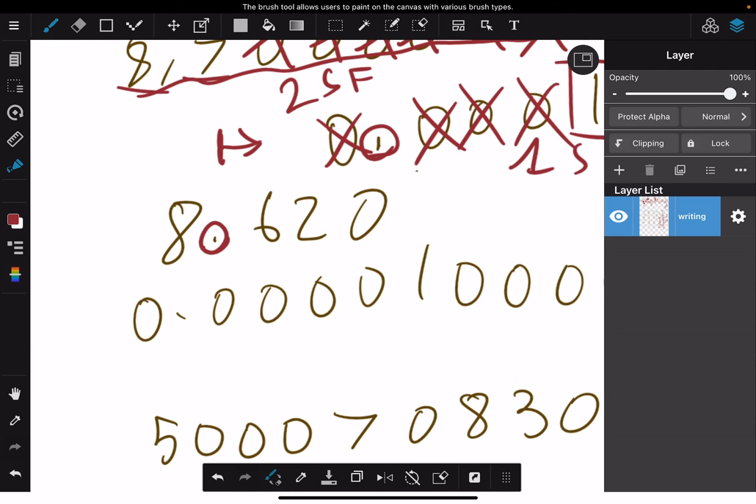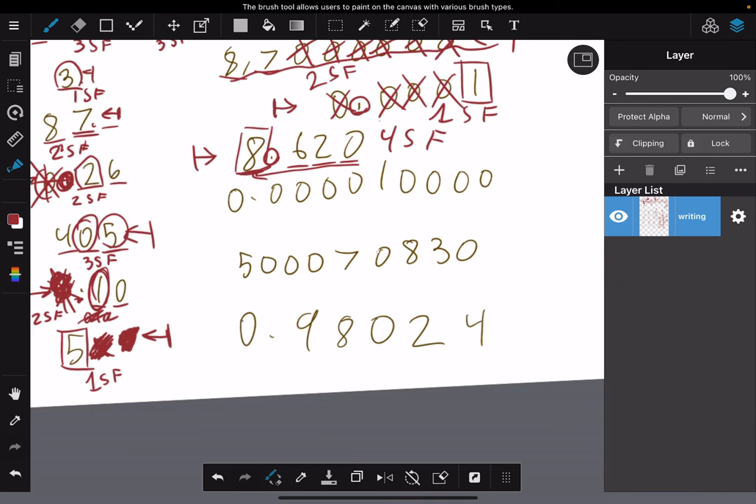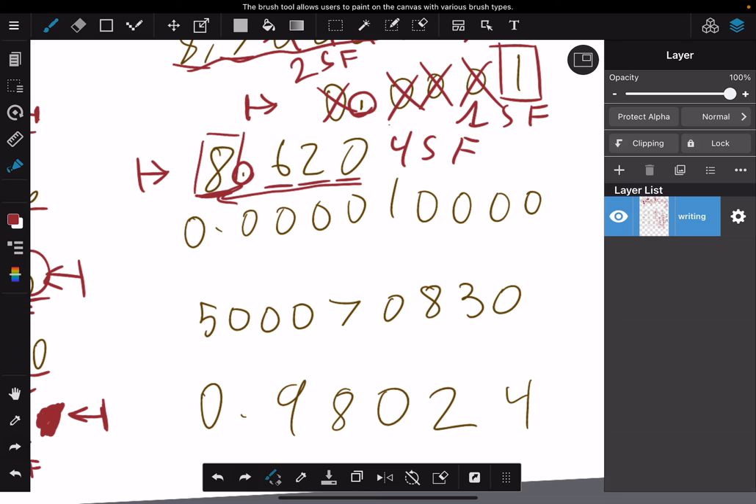This guy has a decimal, so we're going to get him from the left. And our first non-zero number is the first digit. So this guy, along with all these guys, even the 0, are all significant because they all come after him, the first non-zero number. 4 significant figures.